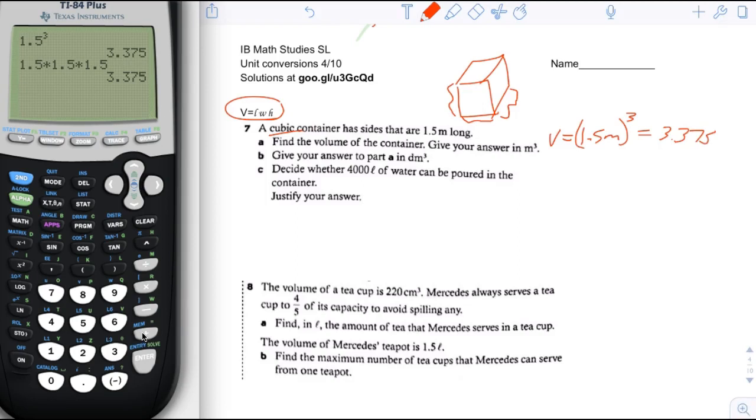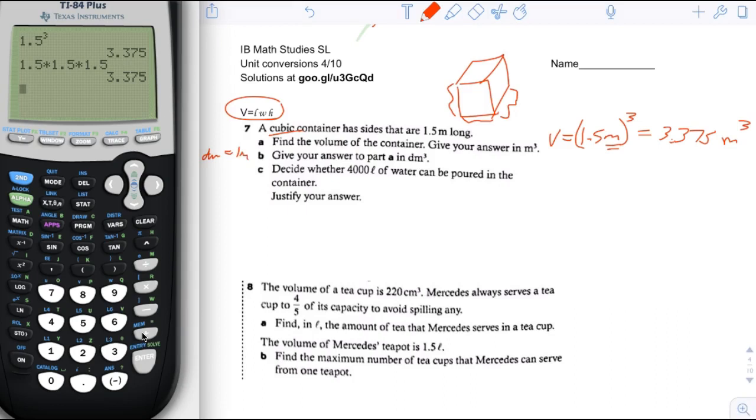And what are the units? The units would be meters cubed, because the meters are multiplied 3 times together to get the units too. That's part A. B, give your answer to part A in decimeters cubed. Okay, so now we need to go back and look at what is a decimeter compared to a meter. And our domino in this case would be that 10 decimeters are equal to 1 meter.